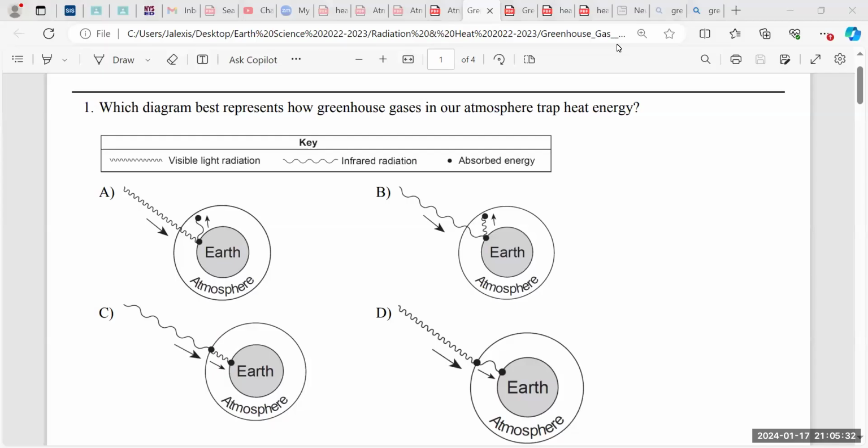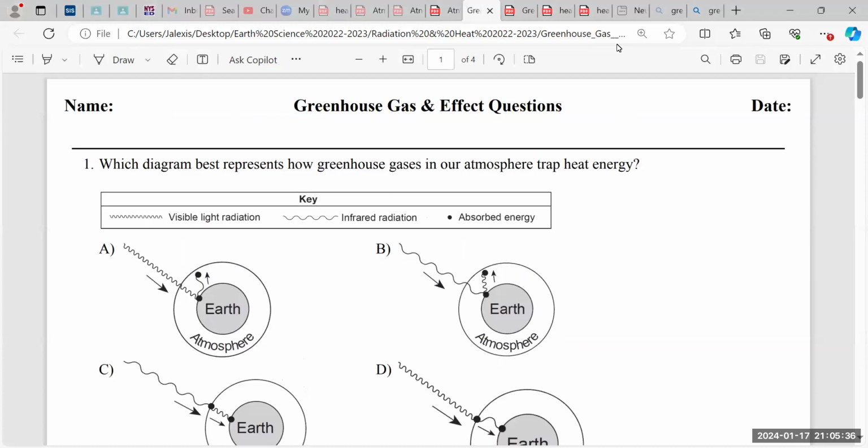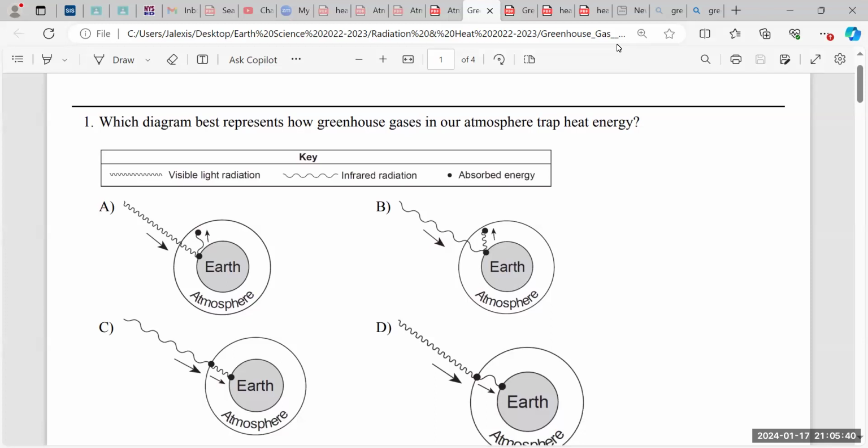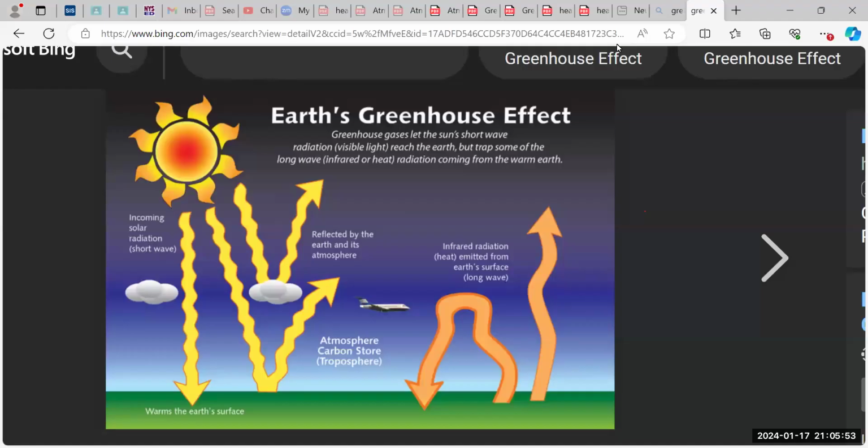All right, everybody. So we are going to go over the greenhouse gas and effect questions, starting with number one. It says, which diagram best represents how greenhouse gases in our atmosphere trap heat? All right. So if we can just do a recap on what is the greenhouse effect.